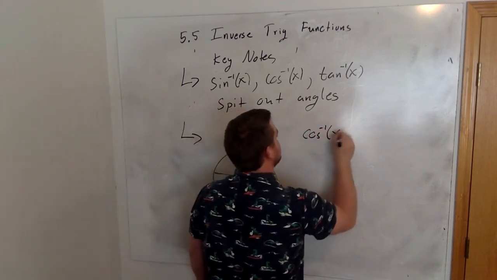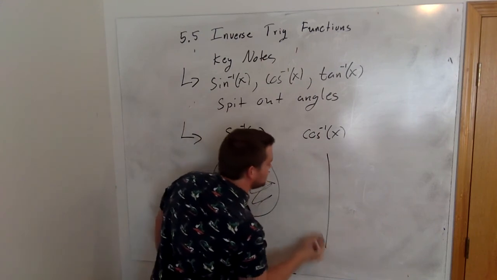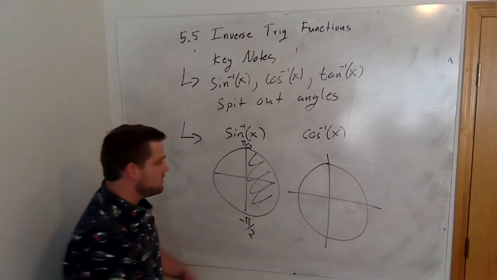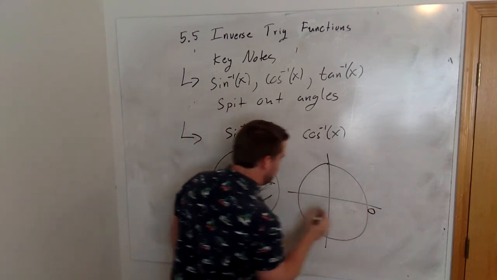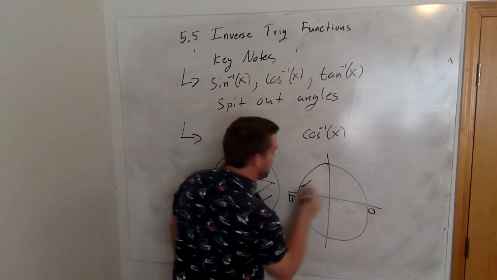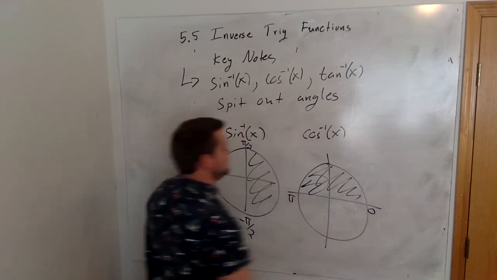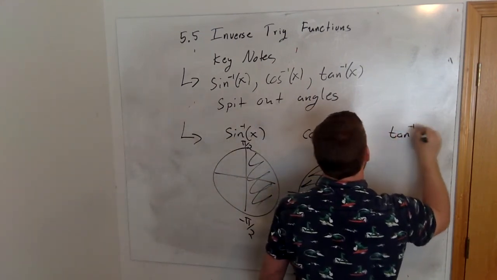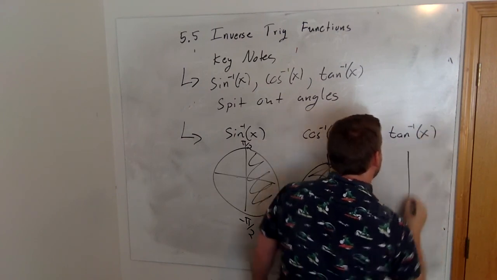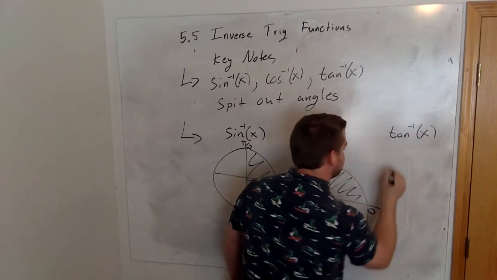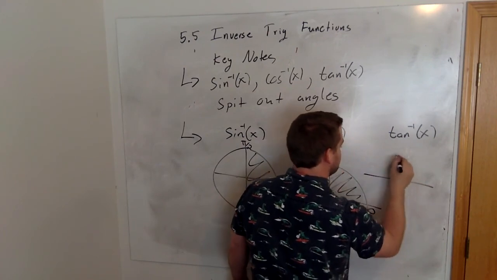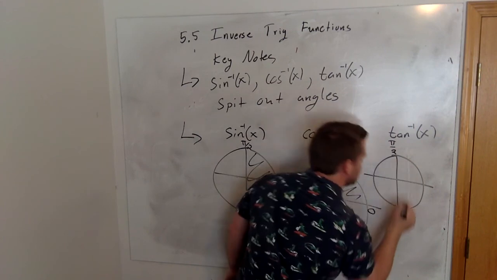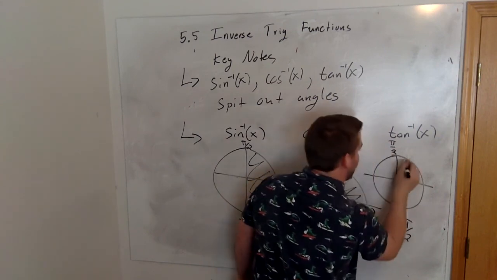Cosine inverse spits out angles. The way it's programmed, and you can test this with your calculator, it spits out angles between 0 and pi. Tan inverse of x spits out angles between negative pi over 2 and pi over 2.